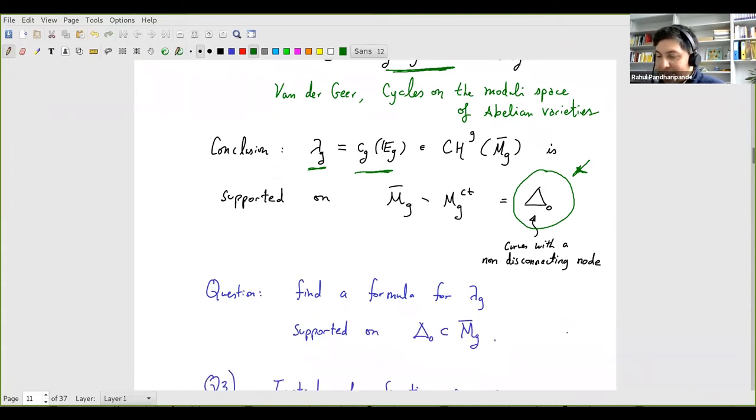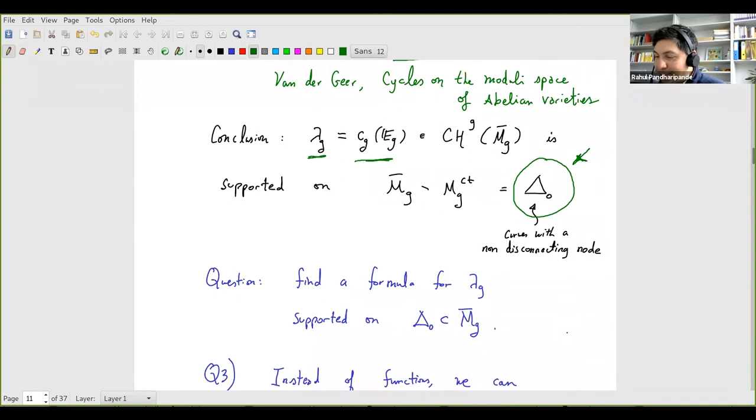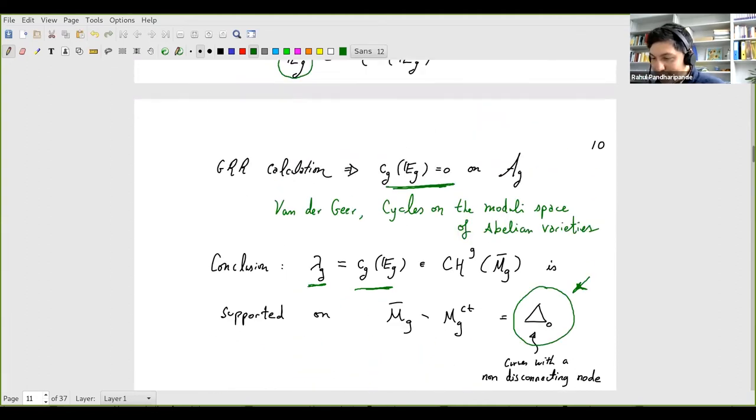And the question that bothered me for some years was to try to find a formula for this lambda g that is supported on this delta naught. There are various ways to write formulas for lambda g. They're all slightly unpleasant, but for years we couldn't find a formula. I mean, I didn't know how to find one. I remember once I gave a talk at MSRI, this was a long time ago.